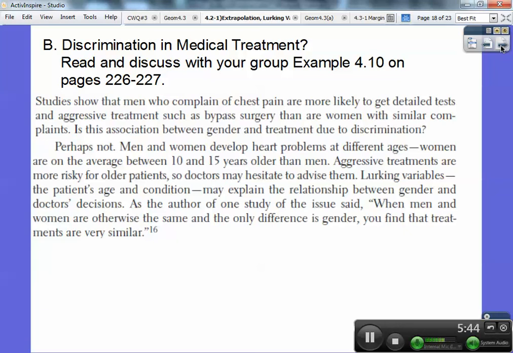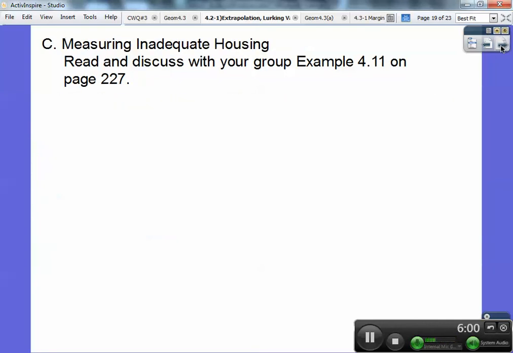Okay, so the lurking variable is the patient's age and condition. It may explain the relationship between gender and the doctor's decisions. As the author of one study said, when men and women are otherwise the same and the only difference is gender, you find treatments that end up being very similar. All right, this one took me a couple of times to read and reread to understand, so I underlined the important part.